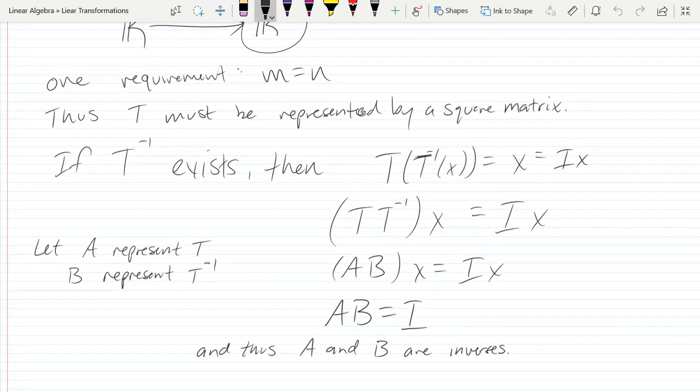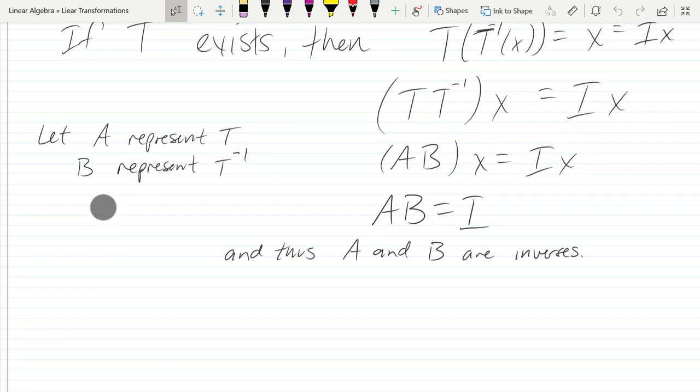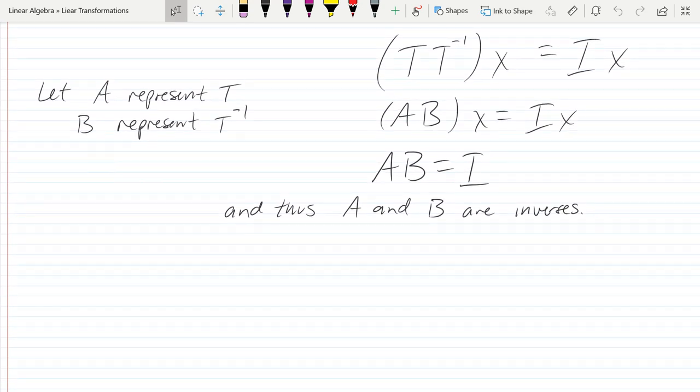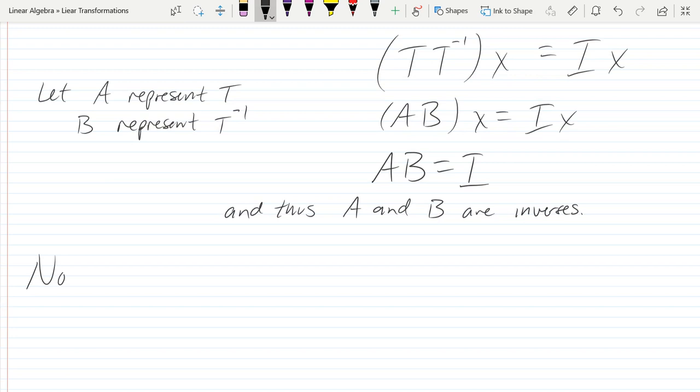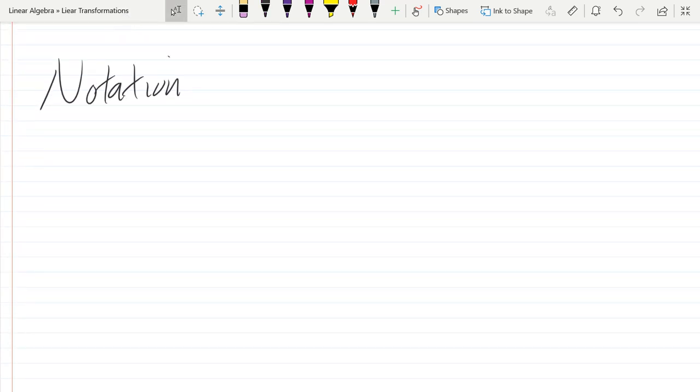So we just looked at inverse transformations, and I said they were inverse matrices. So we'll play around with the little notation here and inverses. I've been talking about transformations and matrices. They're basically the same thing. A transformation is represented by a matrix.